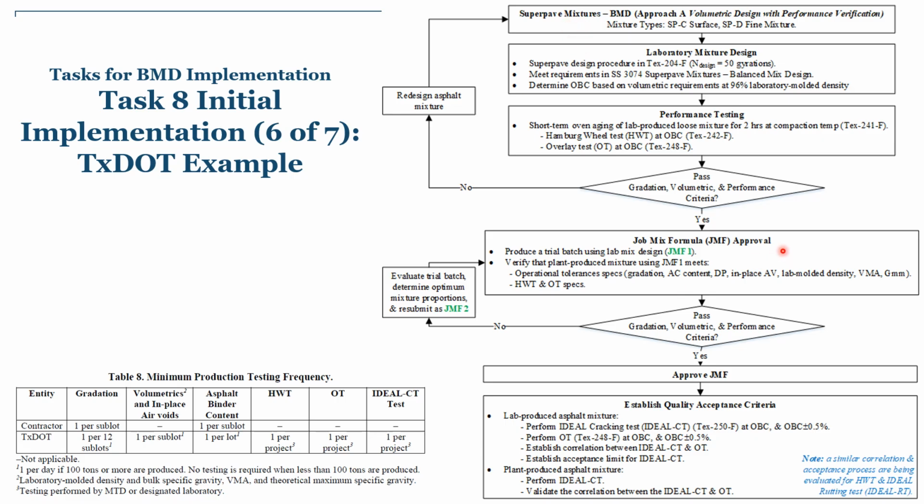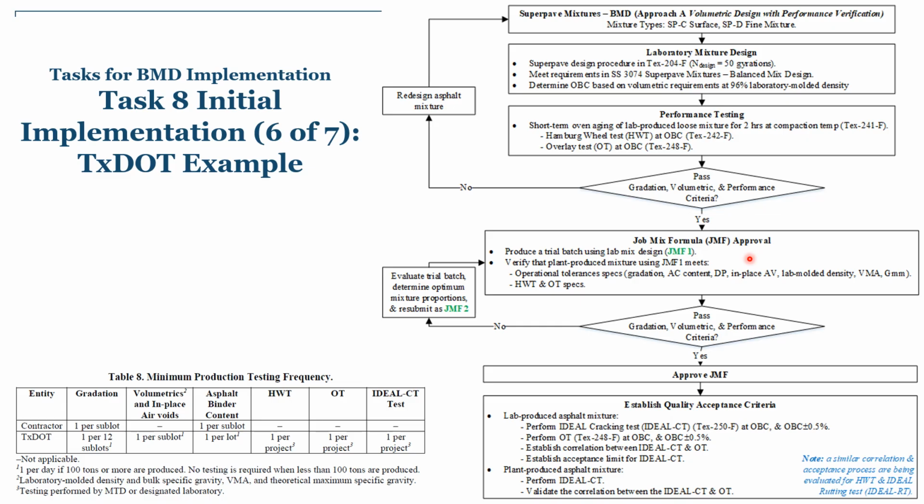Now, once the job mix formula is approved, the first step before getting into full production is to produce a trial batch using the lab mix design, which is the job mix formula 1. And then samples are collected from the plant-produced asphalt mixtures. And then again, testing is conducted for asphalt binder content, gradation, in-place air voids, VMA, and Gmm, as well as the Hamburg wheel tracking test and the overlay test.